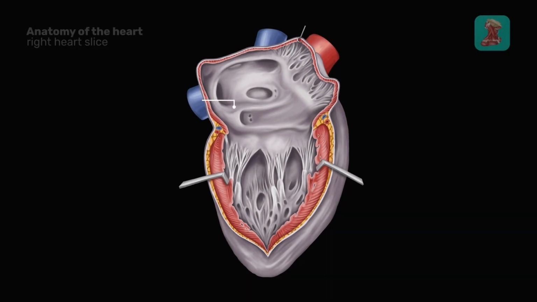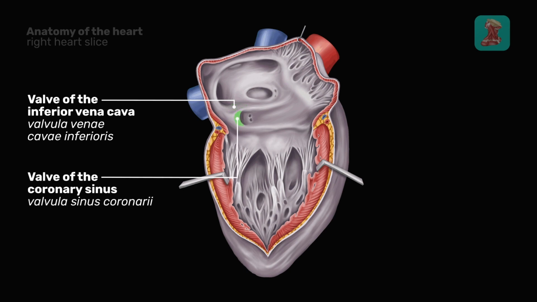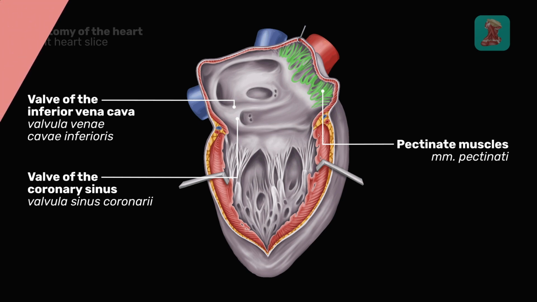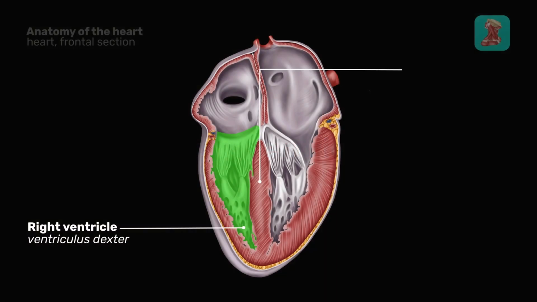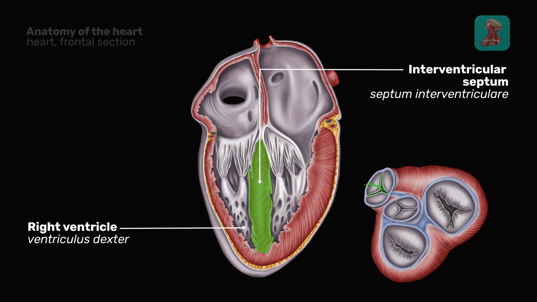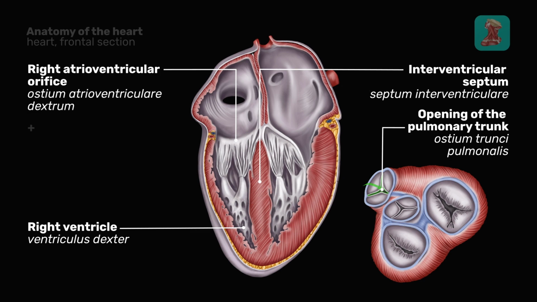In the area of the confluence of the inferior vena cava, there is a valve of the inferior vena cava. At the same level, there is a valve of the coronary sinus. On the internal surface of the right auricle and partially the anterior wall of the atrium, there are pectinate muscles. The right ventricle is separated from the left one by the interventricular septum. In the right ventricle, there is an opening of the pulmonary trunk. Venous blood enters the lungs through the pulmonary trunk.